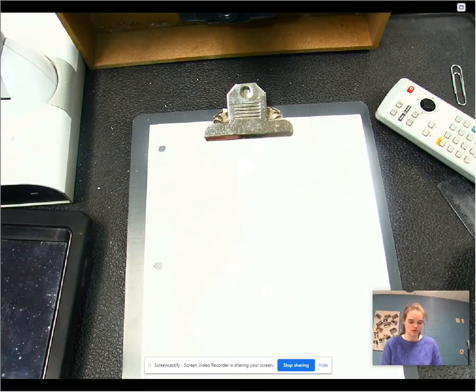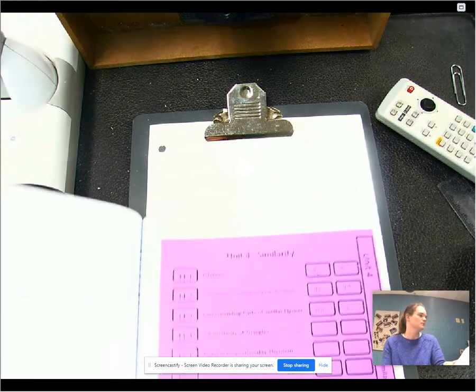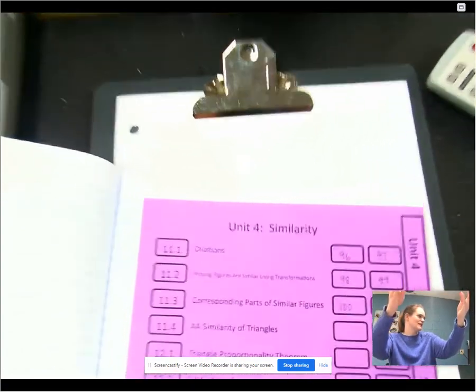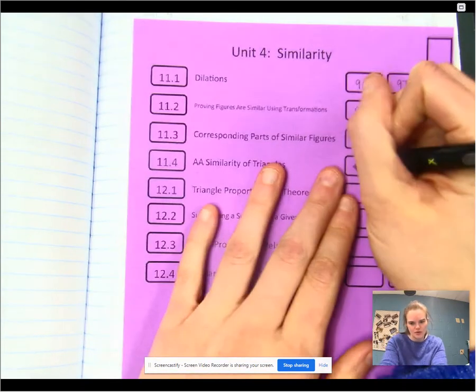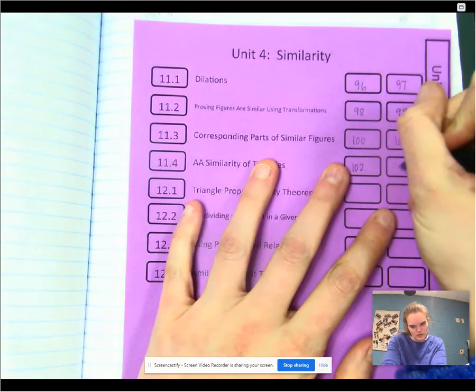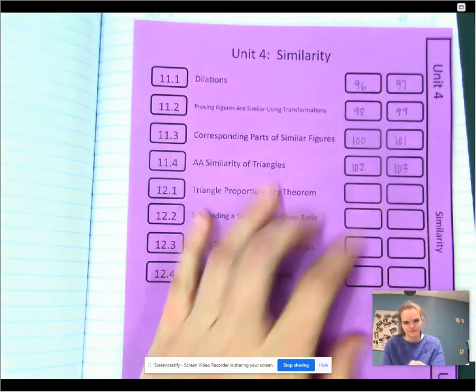Alright guys, we are doing the last lesson of Module 11, not the last one of the unit, but the last one of this module. And that's a similarity of triangles. We're actually going to name that something different, and I should have changed it on the tab, but I just now realized it. And this is going to be on 102 and 103.